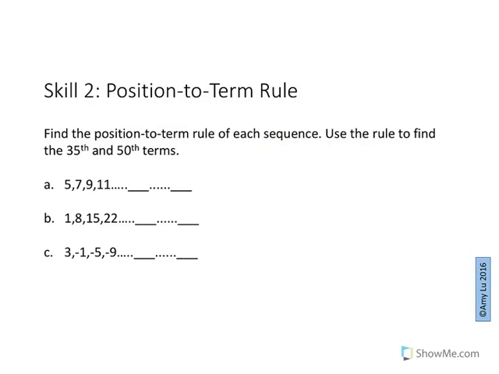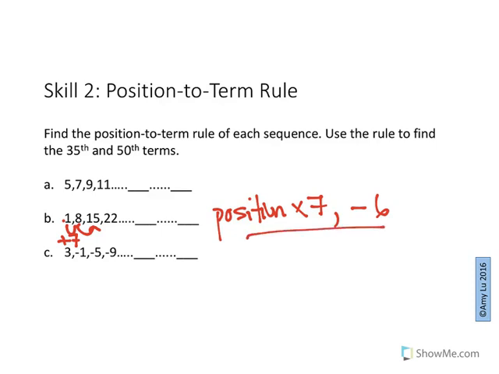So for B, the position to term rule is going to be, if you notice term to term, it's going to be adding 7 each time. So the first thing you have to do is take your position and multiply it by 7, because you're adding 7 each time. But 1 times 7 makes 7, so how do we make 1? Well, we also have to subtract 6. So the position to term rule is position times 7, take away 6.